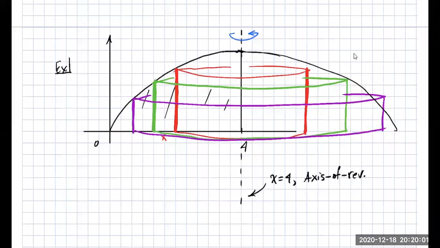Now, make a note of this because this is important. In order to use the shell method, your differential rectangle must be parallel to the axis of revolution. That's an important distinction because remember we said previously that to use the disk method, the differential rectangle had to be perpendicular to the axis of revolution. So the disk method: differential rectangle perpendicular to the axis. For the shell method: parallel to the axis of revolution. All right, let's try some examples.